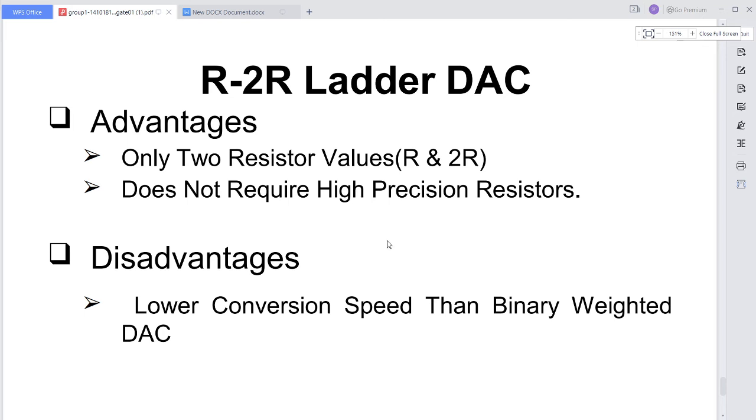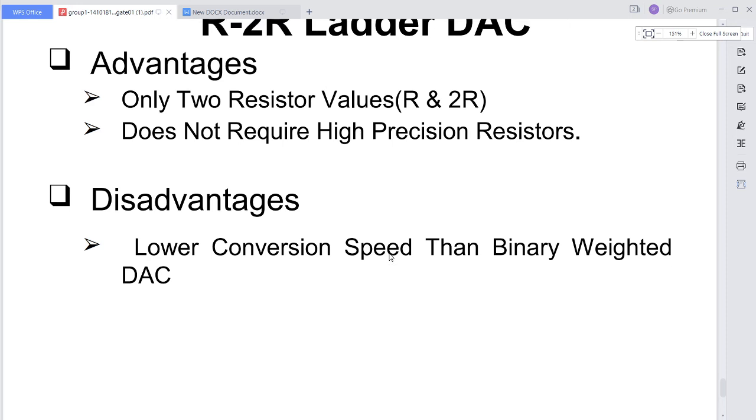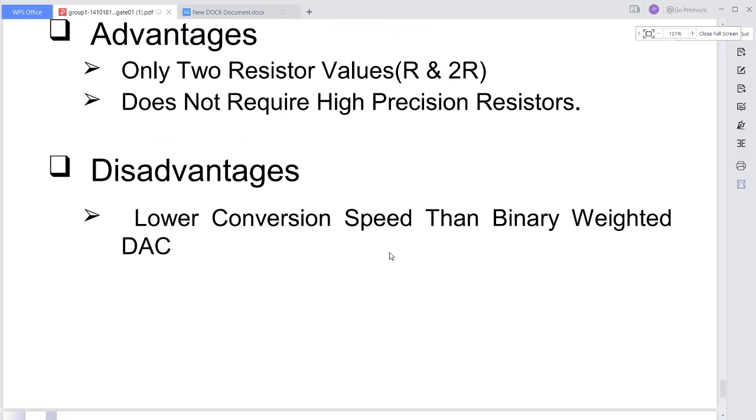We require only two resistances. By choosing R, we can go for 2R, that is, double of R only. And the disadvantages: lower conversion speed than the binary weighted digital to analog converter.